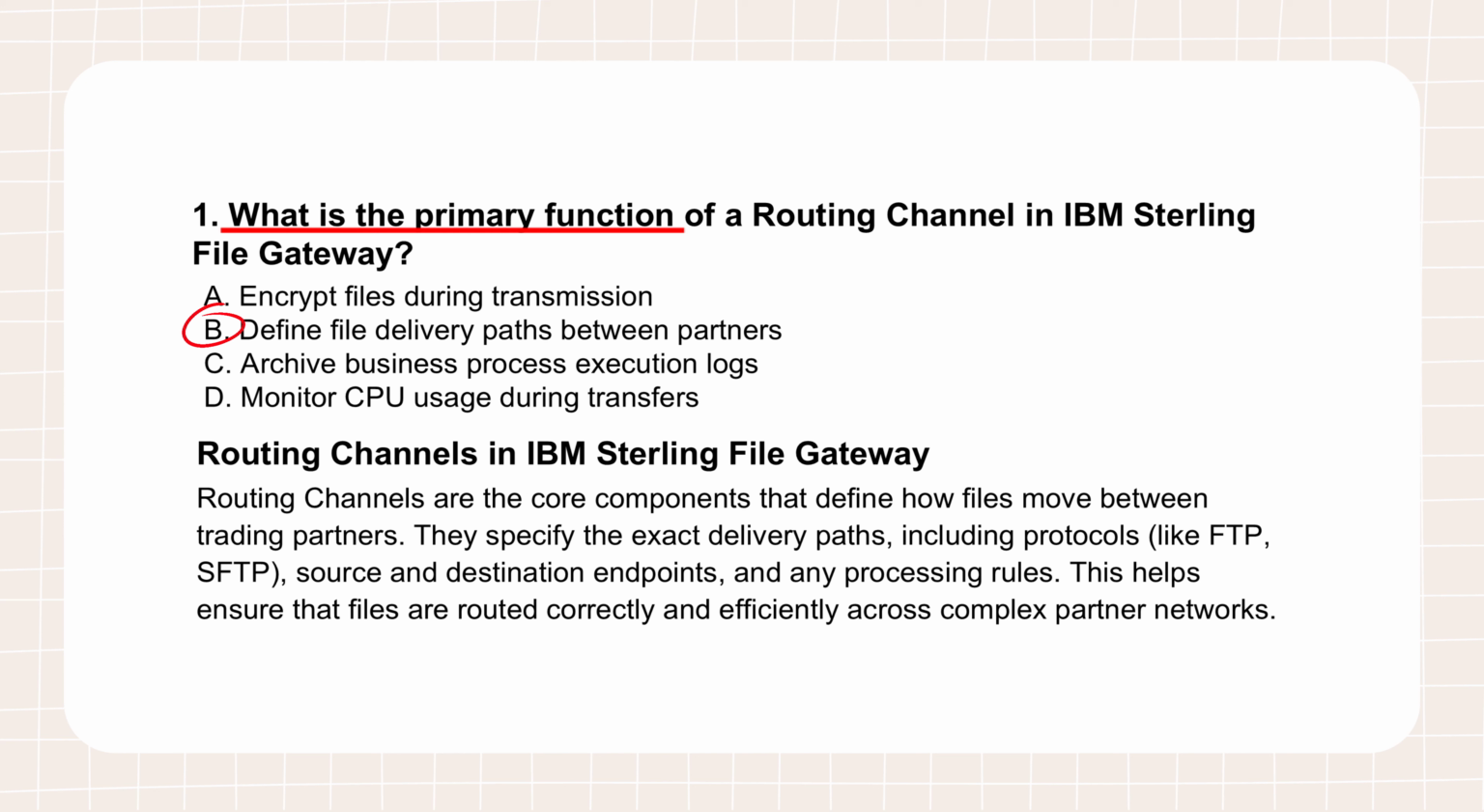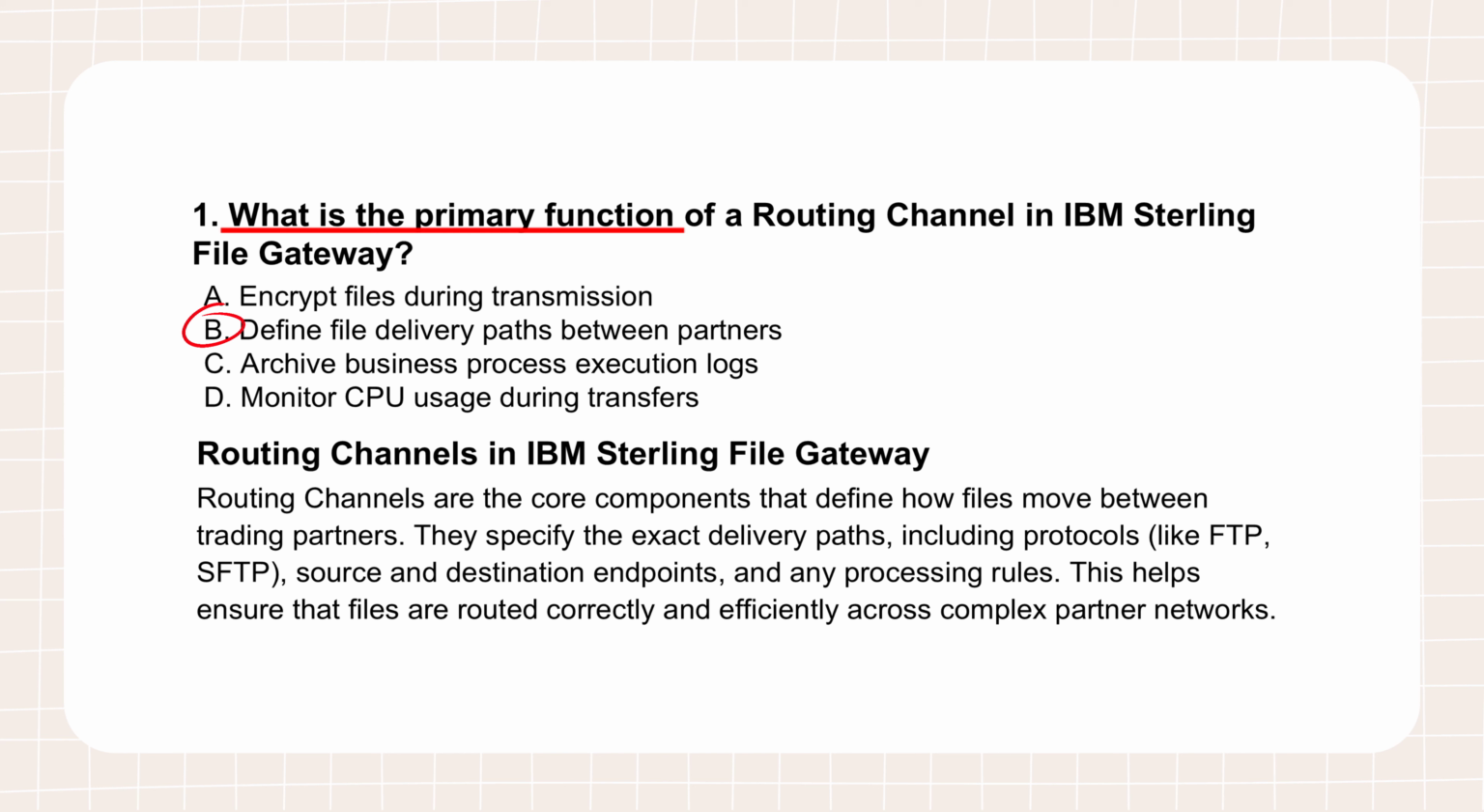Well, the key thing is how these channels bring structure. Imagine this web of connections. It could get messy, right? Totally. So routing channels are like predefined logical paths. They say exactly how a file gets from A to B, from, say, a supplier, the producer, to maybe your internal system, the consumer. Okay. And it specifies the source, the destination, and importantly, any steps needed in between, like processing.